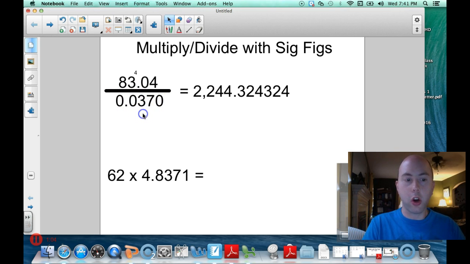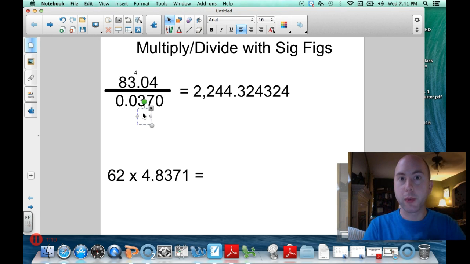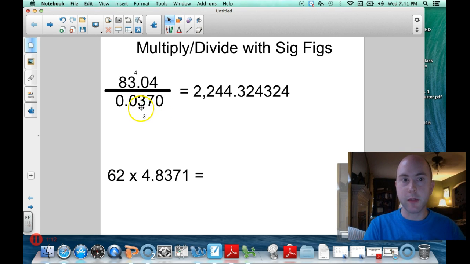In 0.0370, there are how many sig figs? Correct. You better have said 3. There are 3 sig figs: 2 non-zero digits, and then this 0 is to the right of the decimal and to the right of sig figs. These other 2 are not. So then you ask yourself, which is smaller, 4 or 3? 3. So my answer has to have 3 sig figs only.